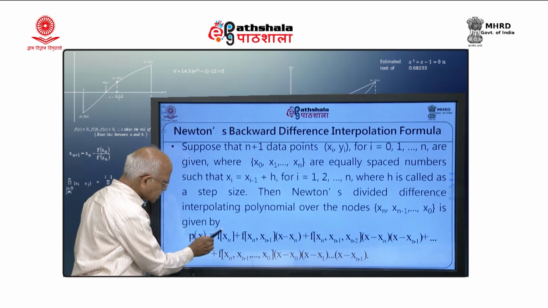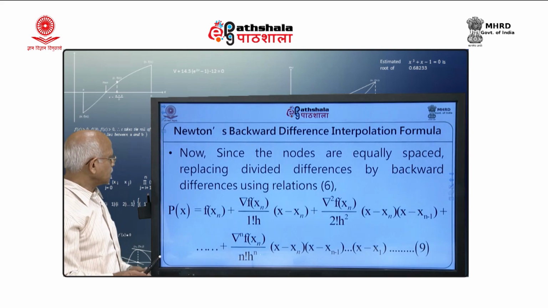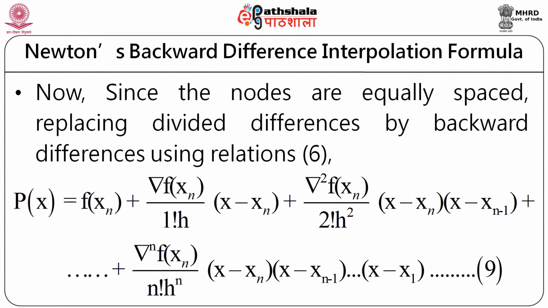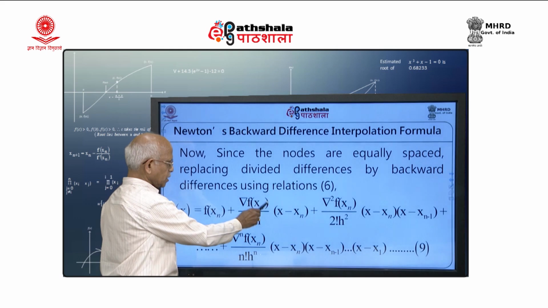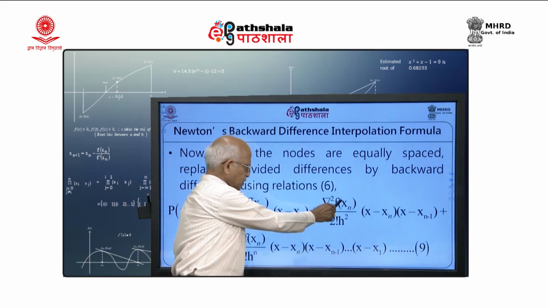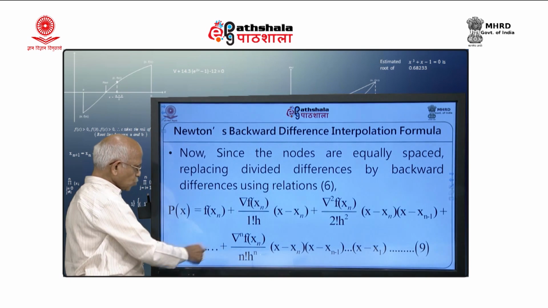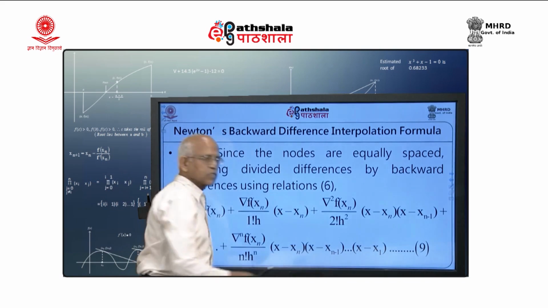And now, I will replace these divided differences in terms of backward differences, and that is readily available, we know that. So, since the nodes are equally spaced, replacing divided differences by backward differences using relation 6, we will get p(x) equal to f(xn) plus del f(xn) upon 1 factorial into h into (x minus xn) plus del square f(xn) upon 2 factorial into h square into (x minus xn)(x minus xn minus 1) plus so on, del raised to n f(xn) upon n factorial into h raised to n into (x minus xn)(x minus xn minus 1) up to (x minus x1).